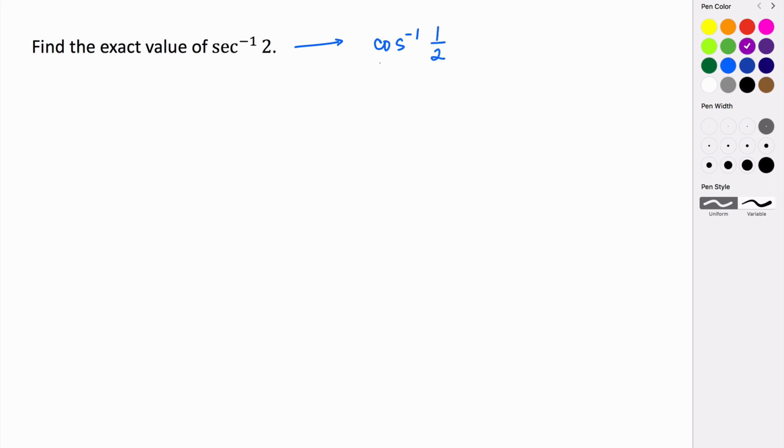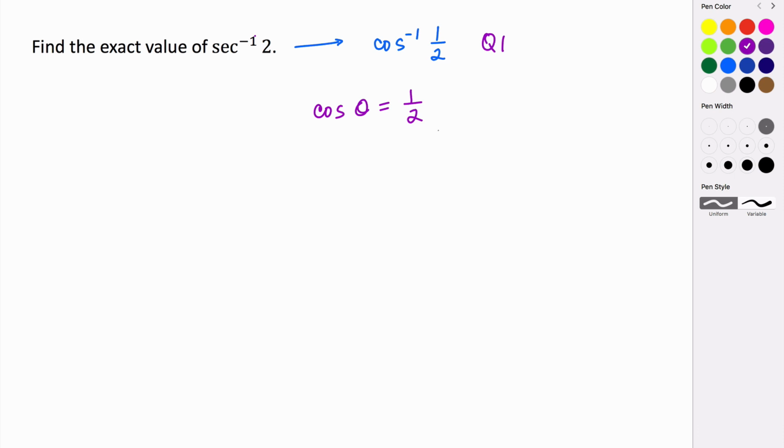Now, this works out okay because we know that the inverse secant and inverse cosine are going to give us outputs of angle measures in the same quadrant. It's going to be in quadrants 1 and 2. Now, because this argument is positive, that tells us that our value of theta is going to be in quadrant 1. So remember, this just means for what value of theta is the cosine equal to 1/2.